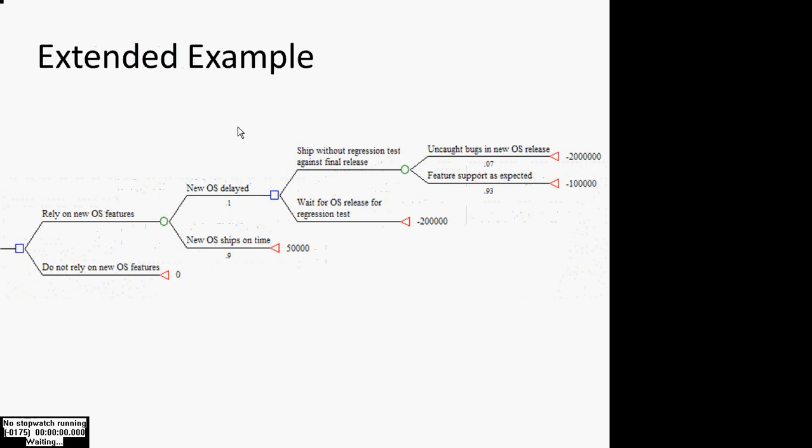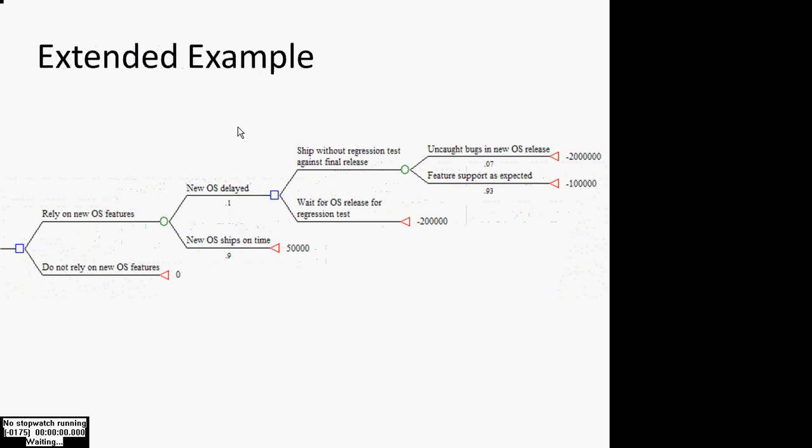Suppose the new OS is delayed. Do we ship without regression testing against the final release of the OS? Do we get our system out there to the stores, or are we going to delay our product because the new OS is delayed? We're going to delay ours until after it's released. Or do we push our product out first so it can get into stores? This is an old example, shrink wrap software. Do we get it up early on the App Store, what have you, these days?